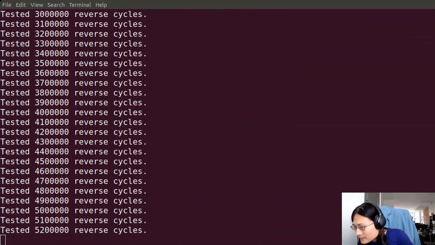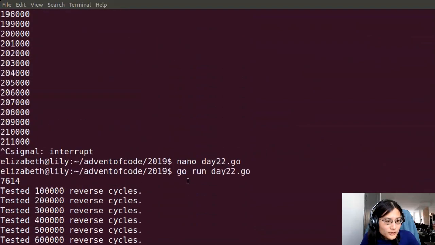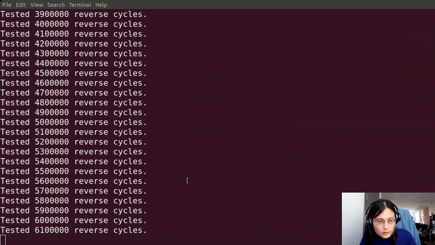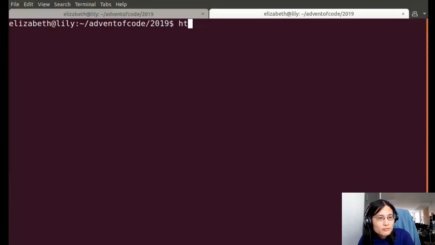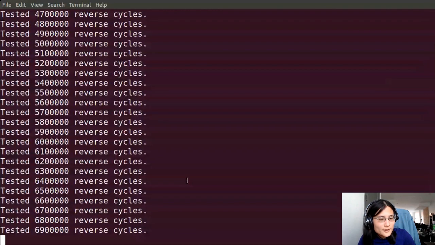It's flurry. The thing about flurry is that. All right, so am I doing okay on memory? Oh yeah, I'm fine. I'm only using 6 gigs out of my machine. Perfect.